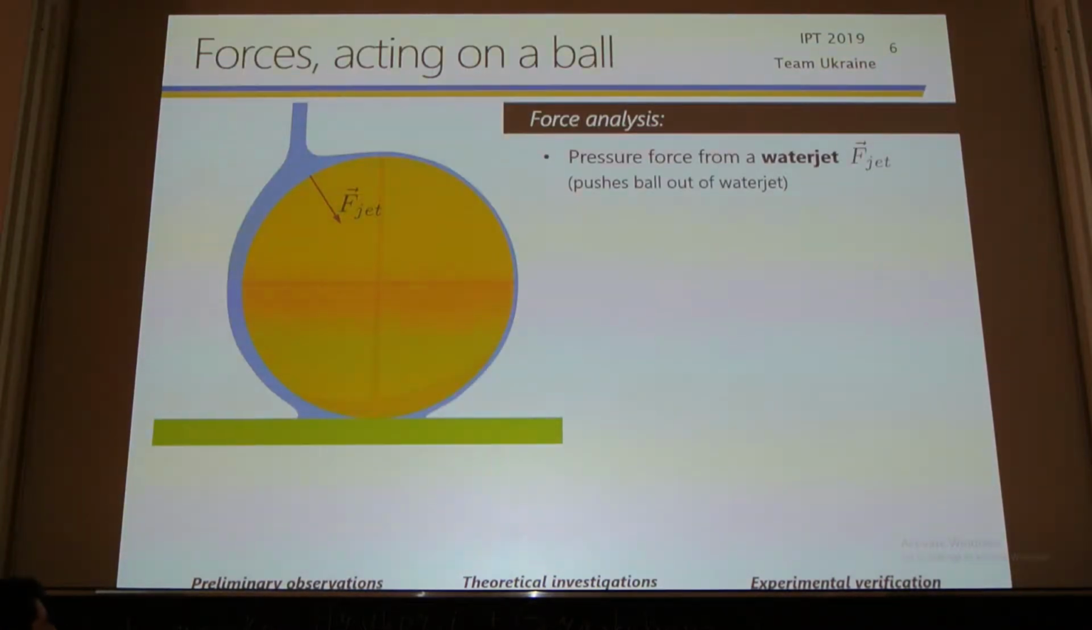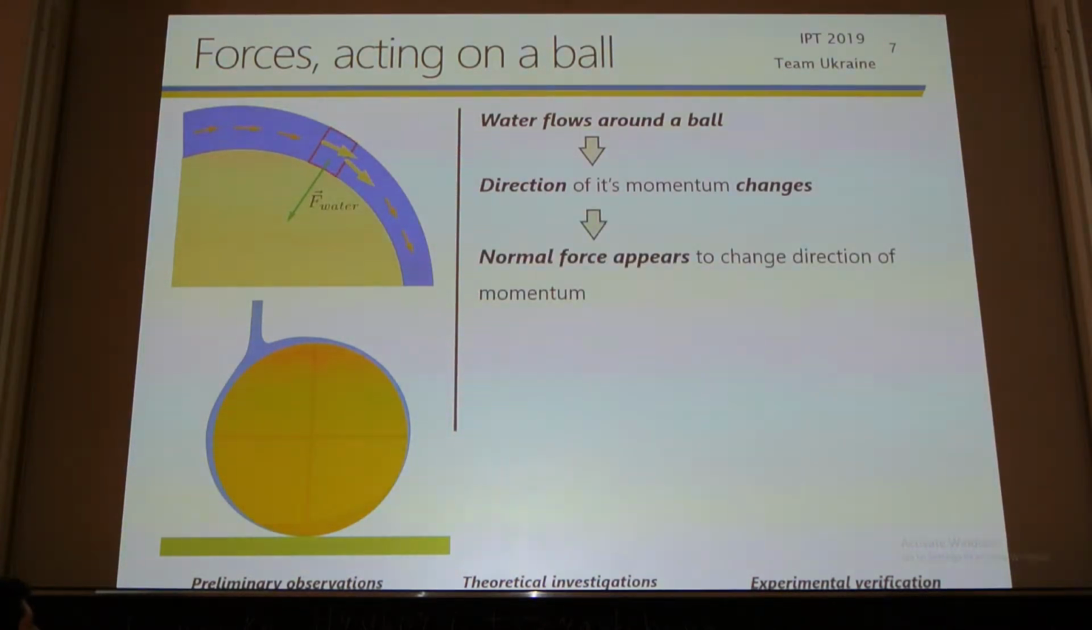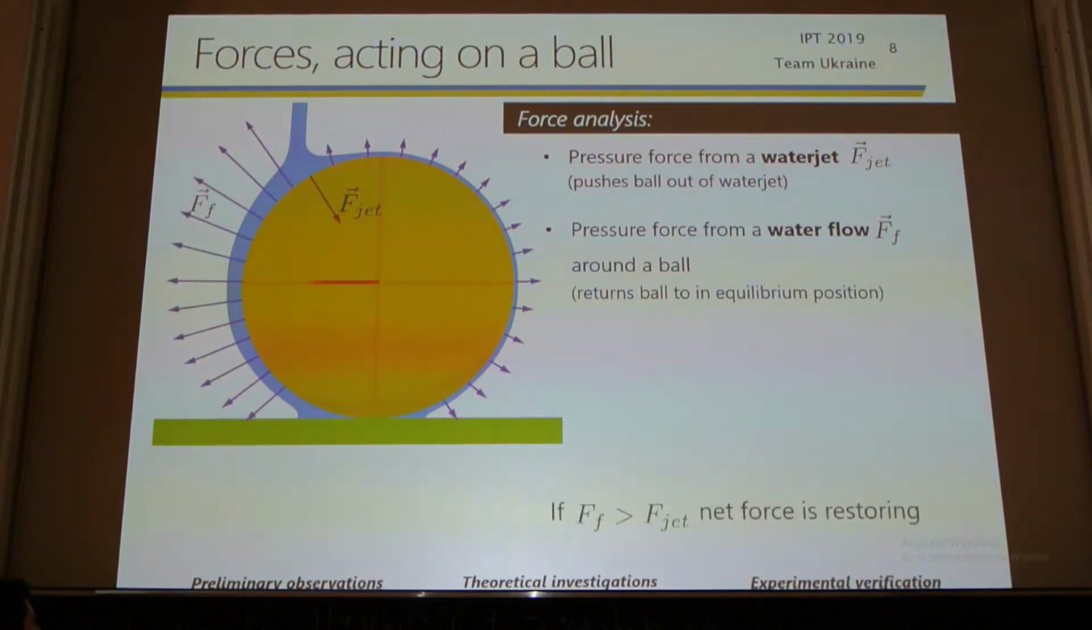First we will talk about the forces acting on the ball. The first one is the pressure force from the water jet, which loses its normal projection of the momentum, and this force will push the ball out of the jet. After the collision, the water flows around the ball, and the direction of its momentum changes. Thus we have a force that acts on the water flow, and according to Newton's third law, a force that acts on the ball. This force will pull the ball back to the jet. Thus we have the net force, and this net force will be the restoring force.